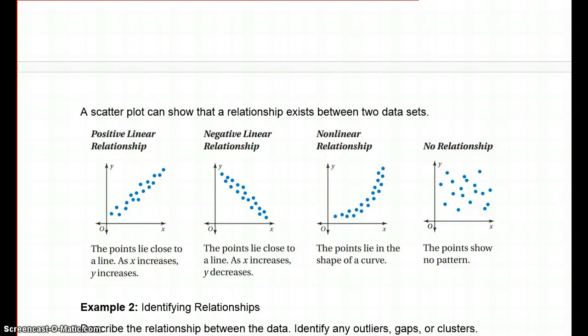These are very important relationships to talk about. A scatter plot can show a relationship exists between two sets of data. When x increases, y increases, this is a positive linear relationship. When x increases and y decreases, you have a negative linear relationship. Linear meaning it kind of looks like a line. A nonlinear relationship, the points lie in the shape of a curve. And when the points look like they have no rhyme or reason to where they are plotted, there is no relationship in the data.